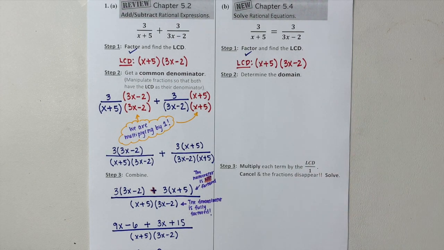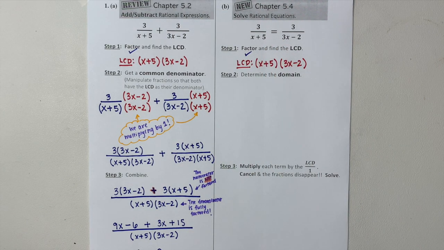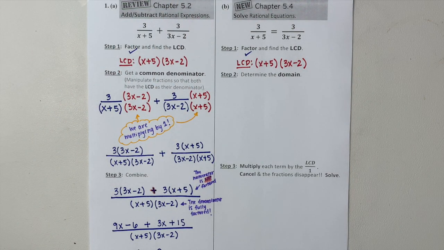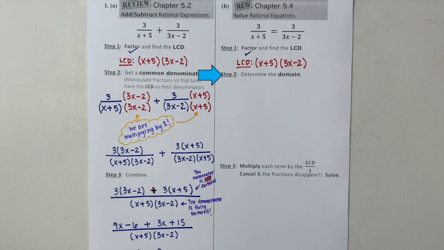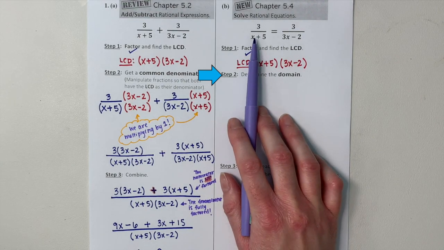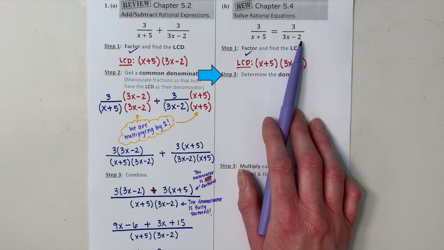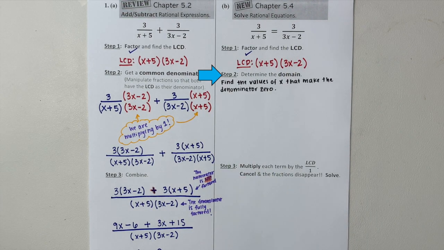Now the remaining steps when you're solving a rational equation that has an equal sign will be very different from the steps we used when we add or subtract rational expressions that do not involve equal signs. For step 2, we're going to determine the domain. For the domain, you're asking what values of x are allowed or not allowed. Well, we know that in math, you're not allowed to have 0 in the denominator. So to figure out what values of x are not allowed, we have to determine what values of x make the denominator 0.